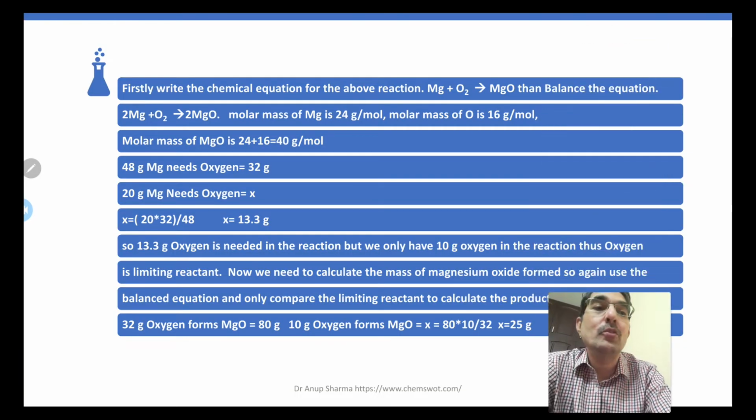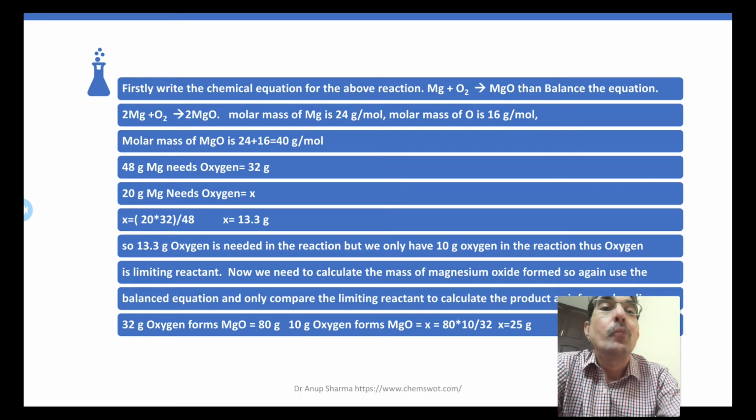So how do we do this? Firstly, the very important point is, first we write the chemical equation and then we balance it, because this will not be given. So magnesium plus oxygen gives magnesium oxide. Now because it is not balanced, we need to balance it. So 2 Mg plus O2 gives 2 MgO. I know this is simple, you can do that. So this is a balanced chemical equation.